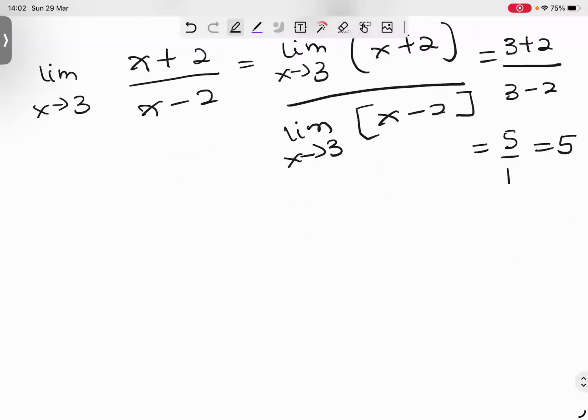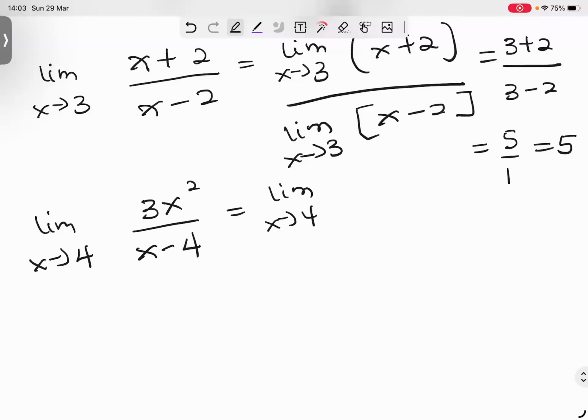Let's look at more examples. Limit as x approaches 4 of 3x squared divided by x minus 4. We have the quotient of two functions, so we can apply the quotient property, and that is apply the limit on the numerator. So here we have limit as x approaches 4 of the numerator, 3x squared, divided by limit as x approaches 4 of the denominator, which is x minus 4.